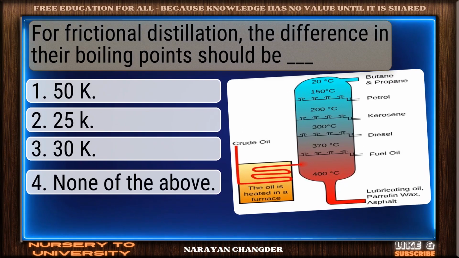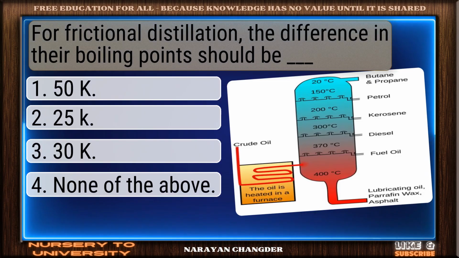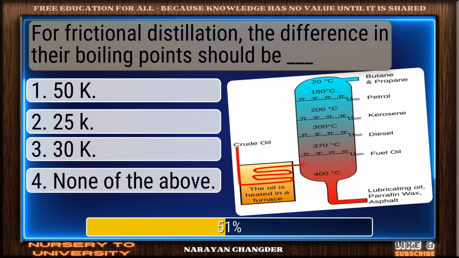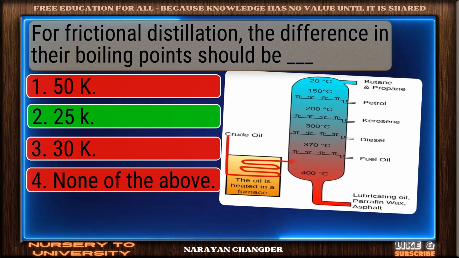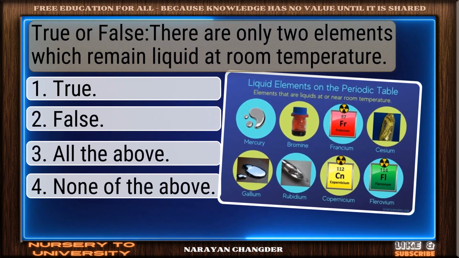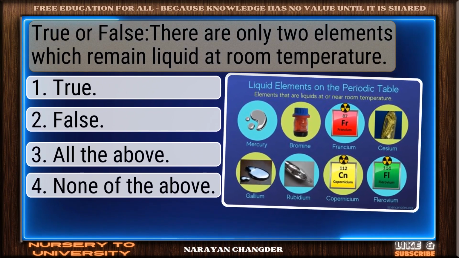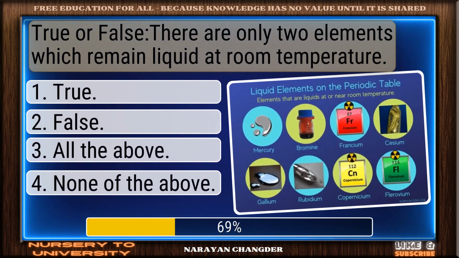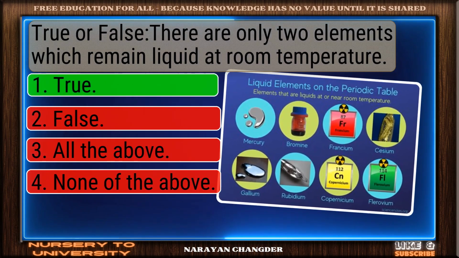Question number 70. For fractional distillation, the difference in their boiling points should be dash. Good job. Your answer 25K works well here. Question number 71. True or false? There are only two elements which remain liquid at room temperature. Good thinking. True is the right answer.